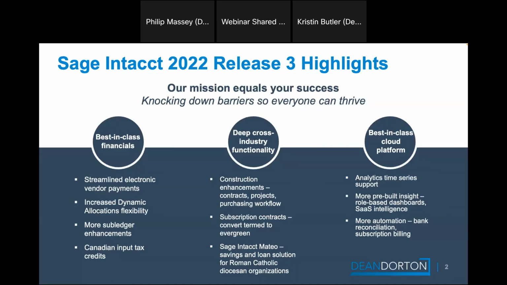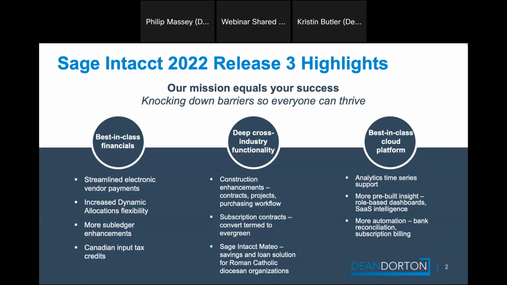In the deep cross industry, like I said, there's construction enhancements. The construction and real estate sector within the Sage Intacct family is really growing. And if you haven't heard and you are in that arena or need some of that type of functionality, it is really becoming a very strong part of the Sage Intacct solution. They've made some enhancements to contracts, specifically the termed contracts that will auto-renew, creating a concept that's called the evergreen contract.